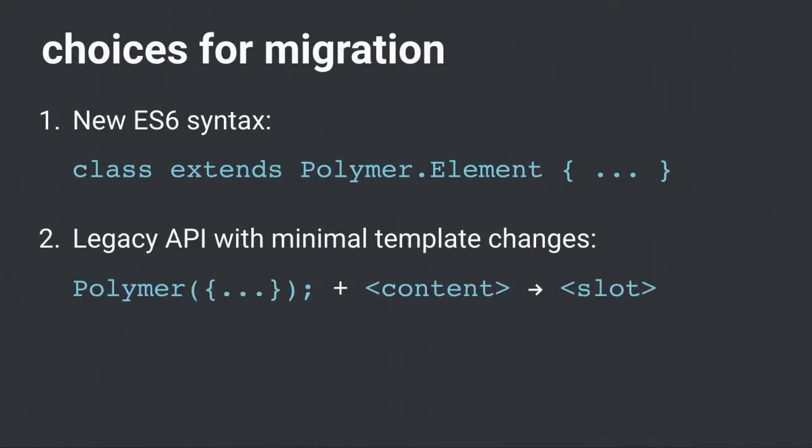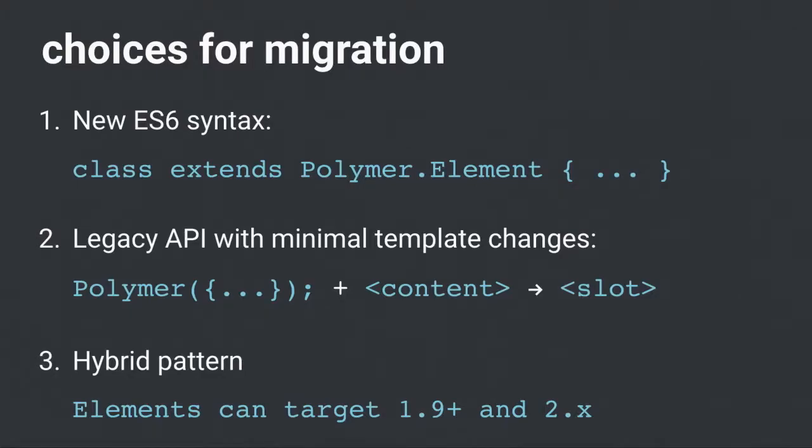On the other hand, a lot of users that have existing Polymer 1.0 code will be excited to be able to port that to 2.0 as quickly as possible. And for those users, they can just simply load the compatibility layer, make those minor changes to the template, and be off and running. And then migrate ES6 classes in over time as they see fit.